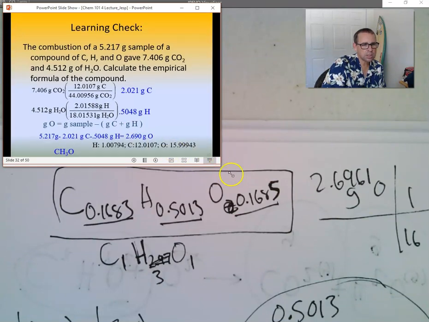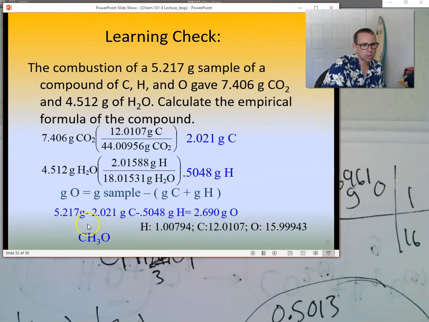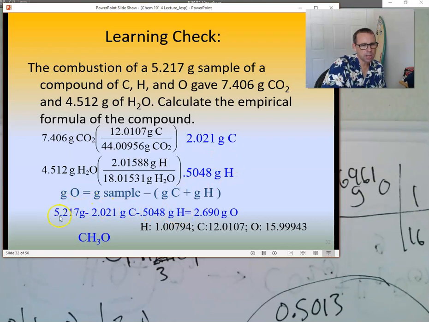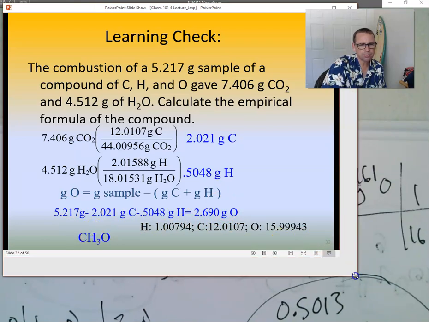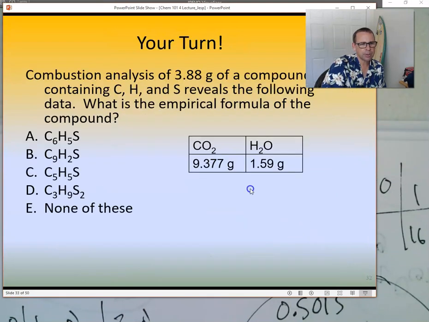Very good. CH3O. So again, I used the carbon dioxide to get to moles of carbon and then to grams of carbon. Water to get to moles of water and then grams of hydrogen. I subtracted my grams of carbon and grams of hydrogen from my grams of sample to get grams of oxygen, and that grams of oxygen led me to moles of oxygen. Okay, very good.